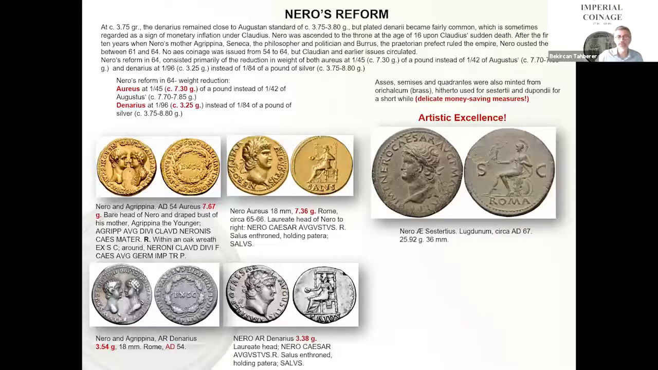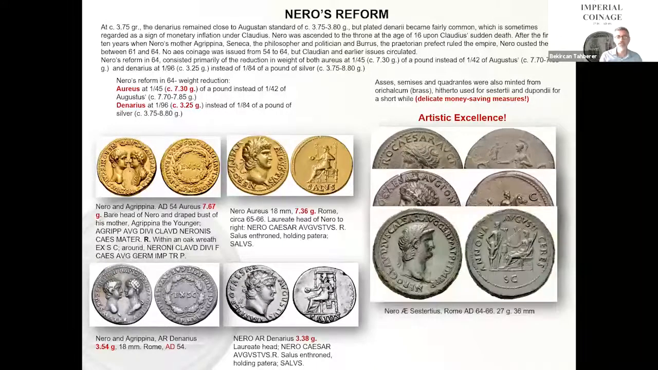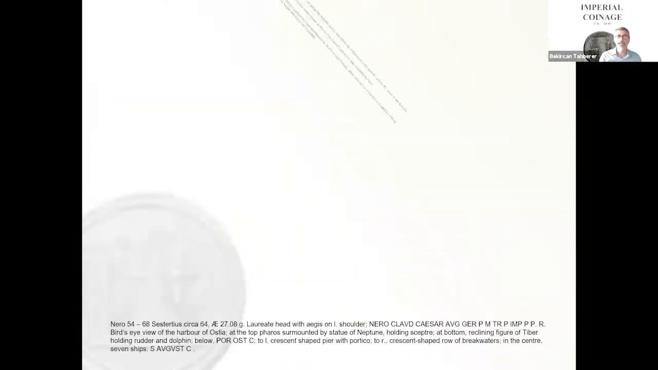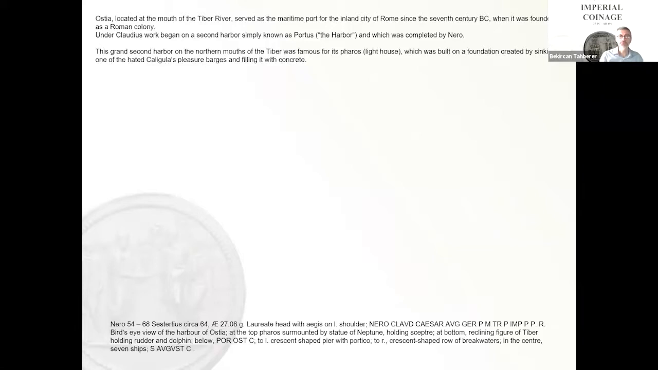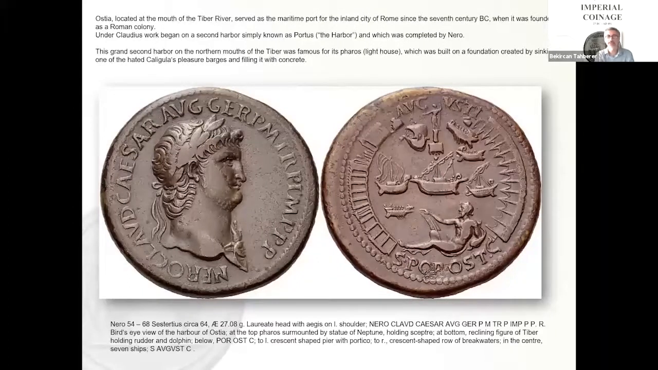However, whatever happened after 64, an artistic excellence period starts, and mostly we see this on the sestertius, and you see some of the most beautiful obverses and reverses on the coinage of Nero at that time. And one of the most spectacular examples of that excellent artistry is the port of Ostia.